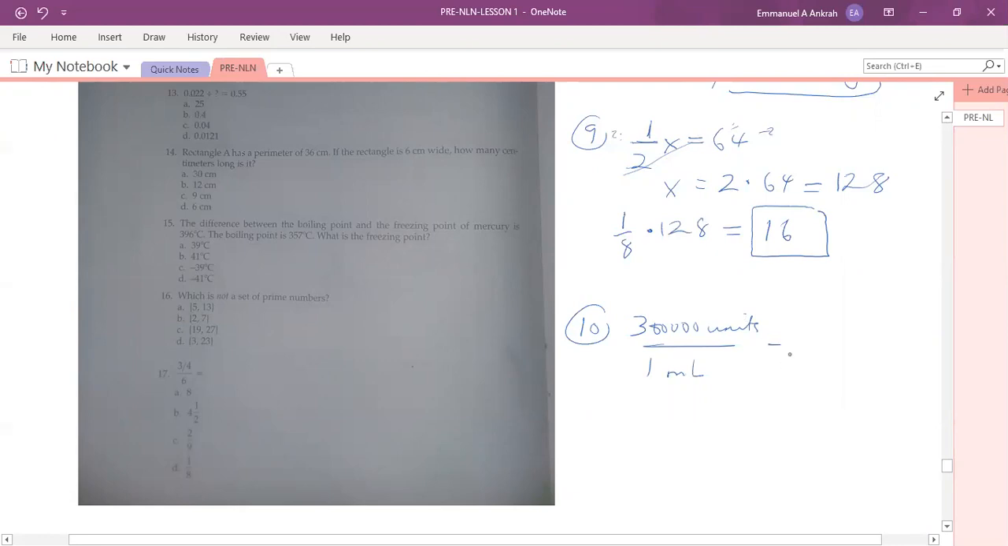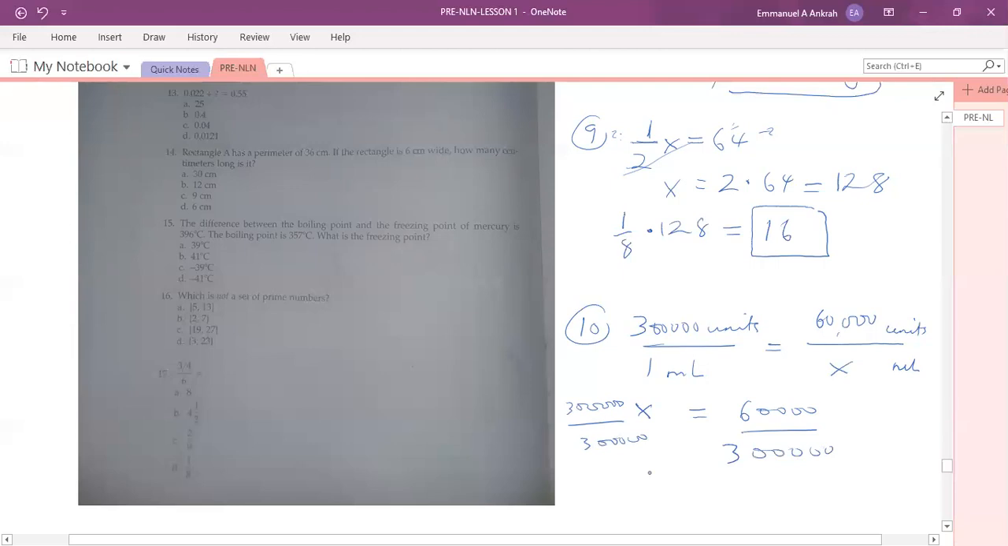I can set up the same ratio here. This will be units and then the ml. So the units here, we have 60,000. This is missing. I don't know the ml. So that's the proportion. So if I do the cross product, your X will be equal to 1 times 60,000, divided by 300,000.